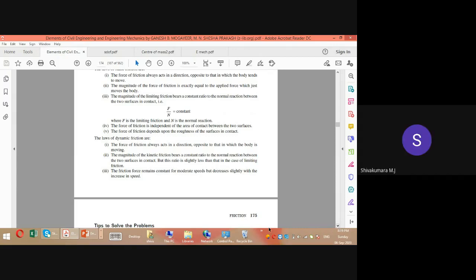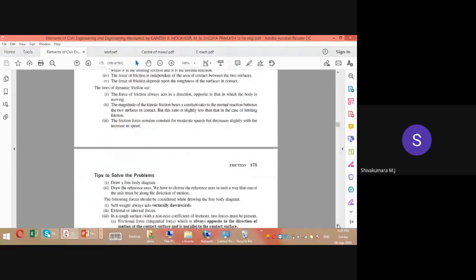Okay, no issue. See, whenever the object is at rest, it will have a firm contact between the surface and the object. So there will be better interlocking between the object surface and the block surface, or any object surface. So it will take more energy or more force to move it. But when the object is moving, the interlocking effect will be quite less. So the kinetic friction value will always be lesser than the limiting frictional force. That limiting frictional force is nothing but static friction only.